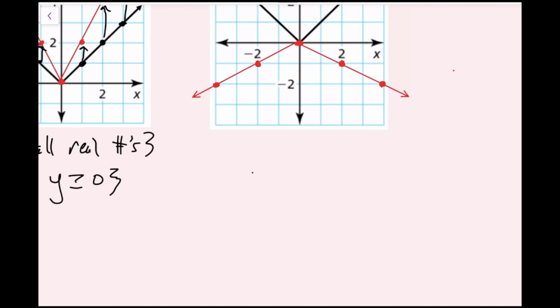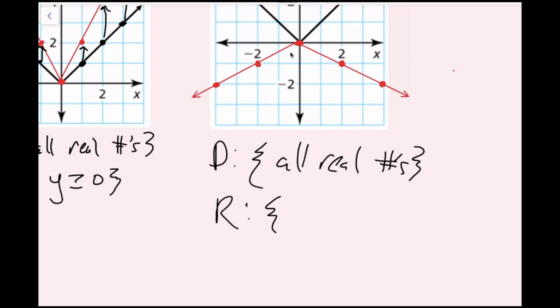So the domain, once again, is all real numbers because I can plug in any x value here. The range this time is going to be a little bit different.